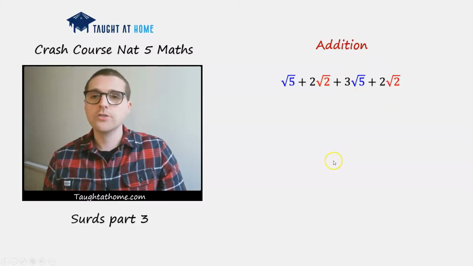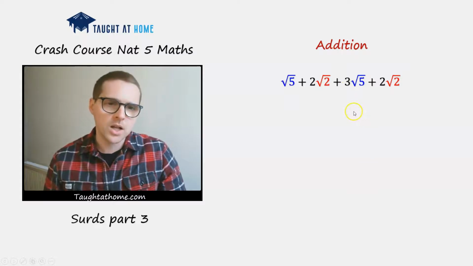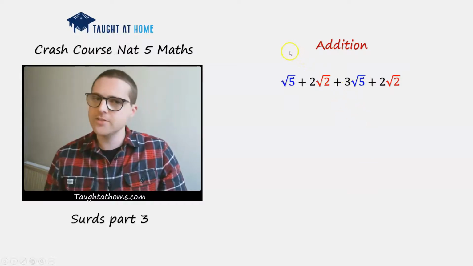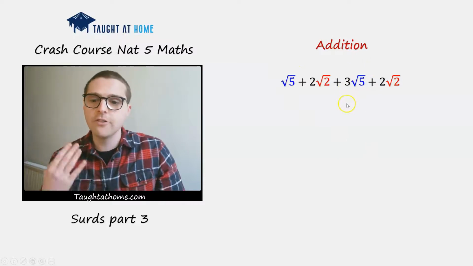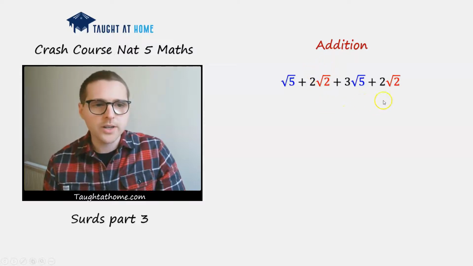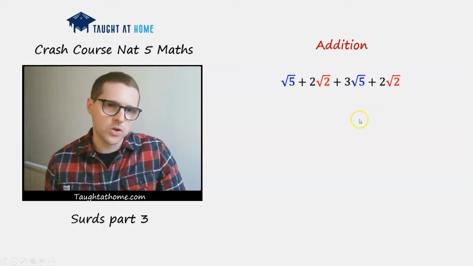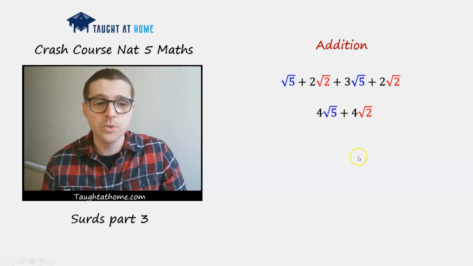Now we've got root 5 plus 2 root 2 plus 3 root 5 plus 2 root 2. Let's take this bit by bit. How many root 5's do we have? Well, we've got 1 root 5 here and we've got 3 here. So that's going to be 4 root 5's, plus how many root 2's? We've got 2 here and we've got 2 here. So that's going to be 4. So it's going to be 4 root 5 plus 4 root 2.